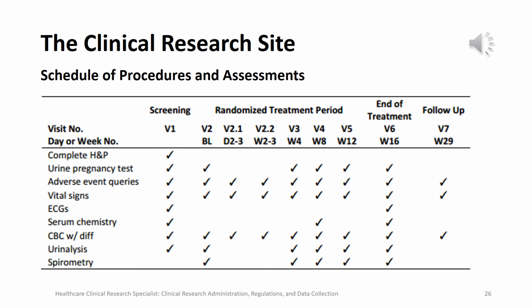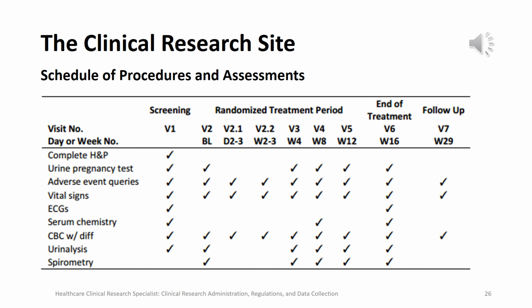So a key component to this conduct and maintenance stage is going to be the schedule of procedures and assessments. This is going to be listed in the protocol, so the site is going to know what they should be doing at each visit. So I've listed here a sample of a procedures and assessment table. So you can see in this table, as you look in the first column, that's going to indicate the assessment that occurs at each visit. So as you move from left to right on the table, you'll see the first visit will be the screening visit.